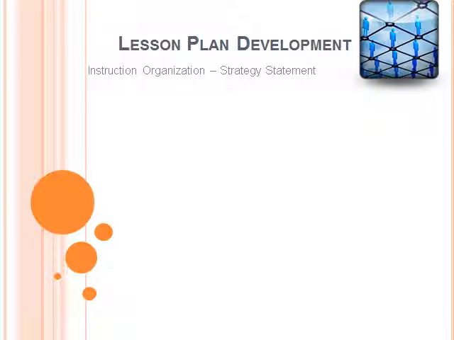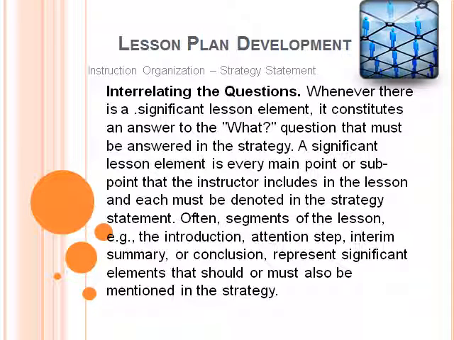Now we're going to take an actual look at interrelating these questions. Whenever there is a significant lesson element, it constitutes an answer to the what question that must be answered in the strategy statement. A significant lesson element is every main point or subpoint that the instructor includes in the lesson, and each must be denoted in the strategy statement.